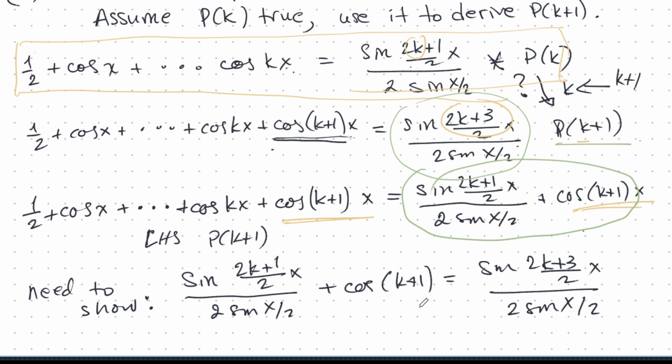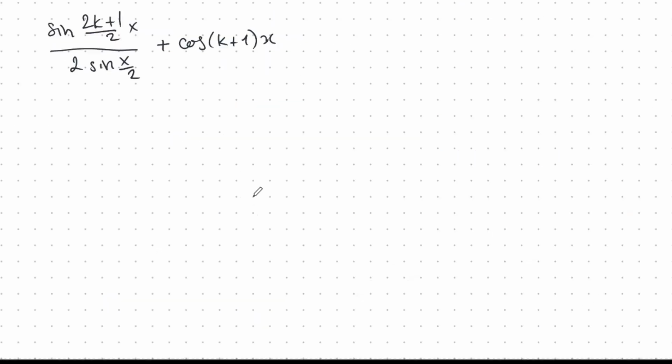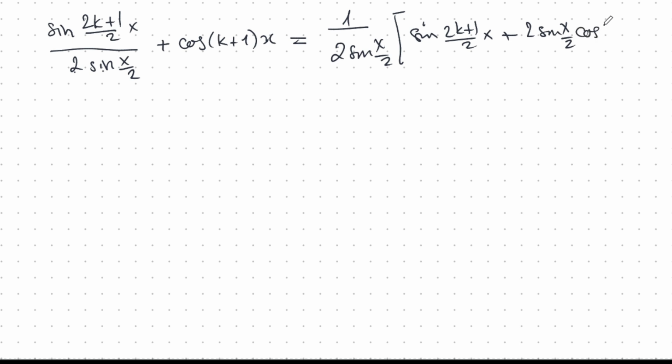Okay, so this is going to require a bit of trigonometry magic. This is the expression that I need to transform. So let's start by factoring something out. I want to factor out this 2 sin(x/2), so 1 over 2 sin(x/2). This will give me sin((2k+1)x/2) plus, now I have to introduce this factor of 2 sin(x/2) cos((k+1)x).